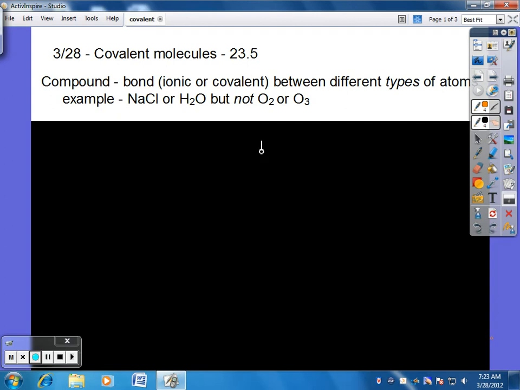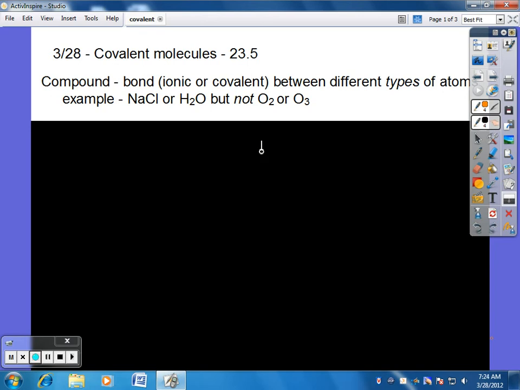A compound is a bond, whether it's ionic or covalent, between different types of atoms. For example, NaCl is a bond between sodium and chlorine, or H2O is a bond between hydrogen and oxygen, but not O2, which would be a bond between two oxygens, or O3, which would be a bond between three oxygens.